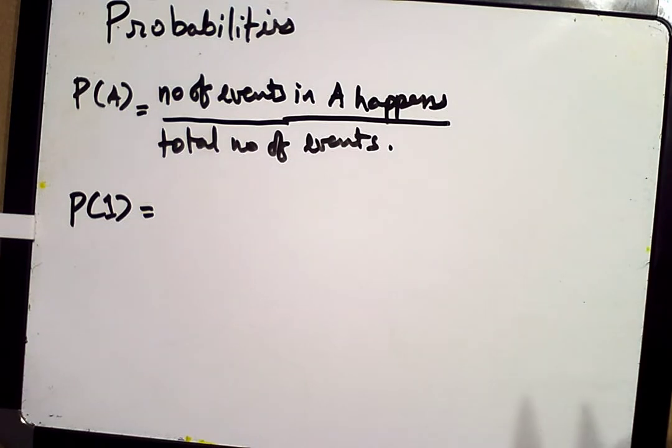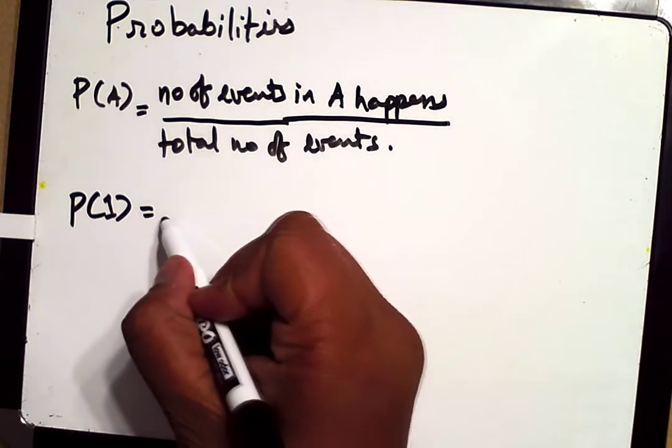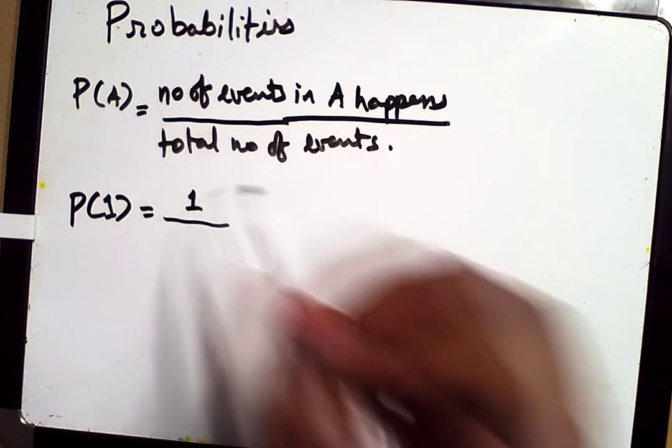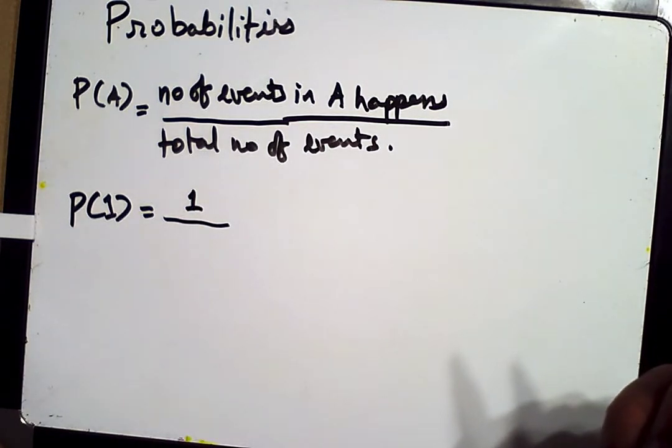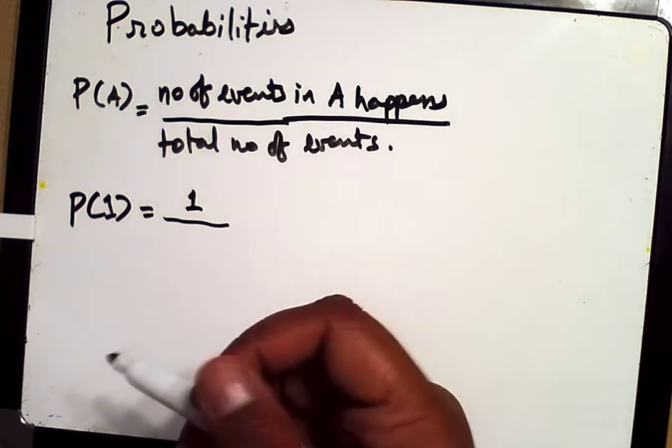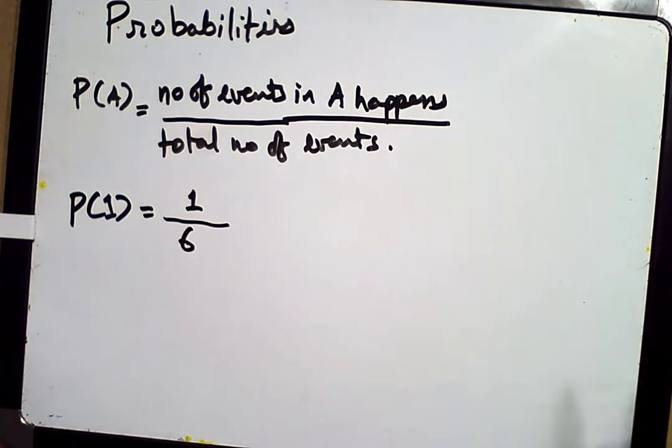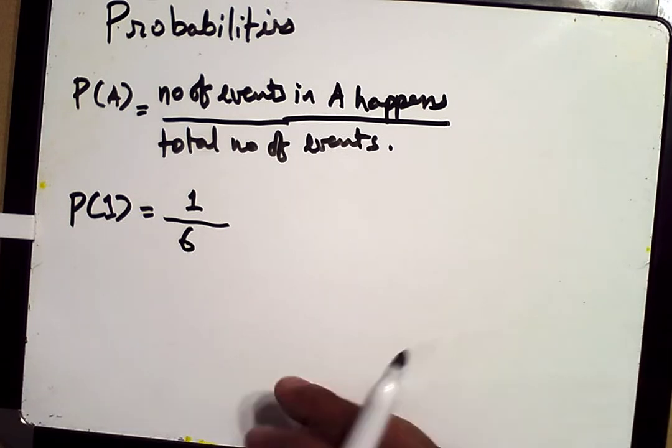Now we say this is a fair dice, so it has 6 sides and they are all equally possible, and only one of them will satisfy our requirement, which is that 1 should appear. So there's only one case in which we will be satisfied, and the total possibilities are 6. So the probability of 1 happening is 1/6. This is the probability.